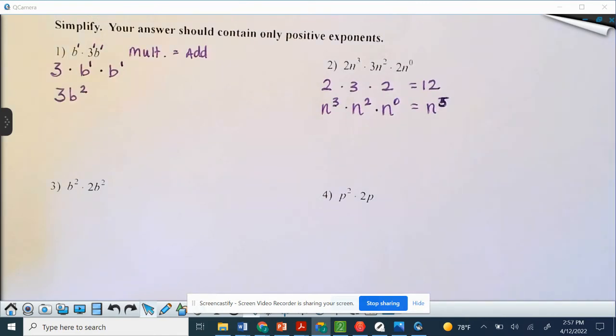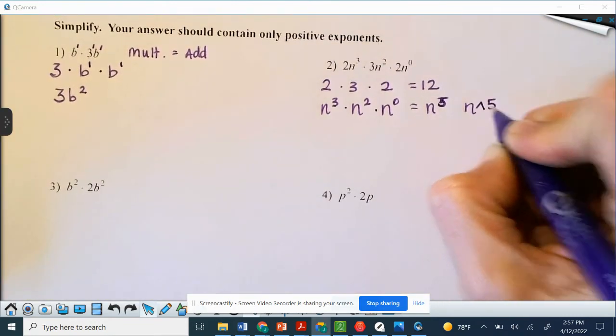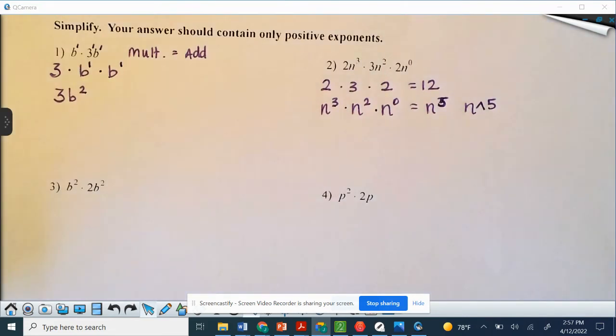And make sure when you're typing this in, if you have to type it in, that you do n, up caret, 5, or use your equation editors or text, where it'll bump it up in Edpuzzle. Make sure you put it up though, because if you just put n5, that is not correct. N up caret, in case you don't know where it is, is shift 6 on your computer. So that's not an excuse to miss out on that either.